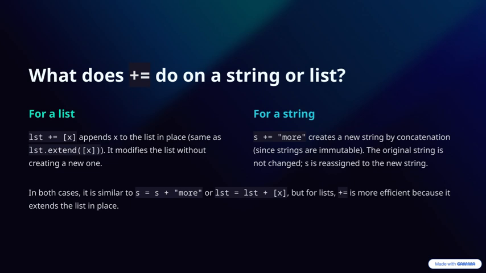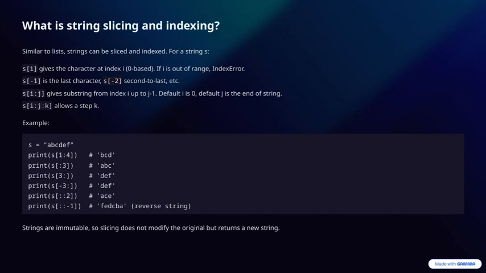The key thing to remember is that += behaves differently depending on whether you're working with strings or lists. With strings, it creates a new string, while with lists, it extends the list in place. This distinction is important because it can impact performance and how your data changes during execution. Understanding this helps you write more efficient code and avoid unnecessary copying, especially when working with large data structures or in performance-critical applications.